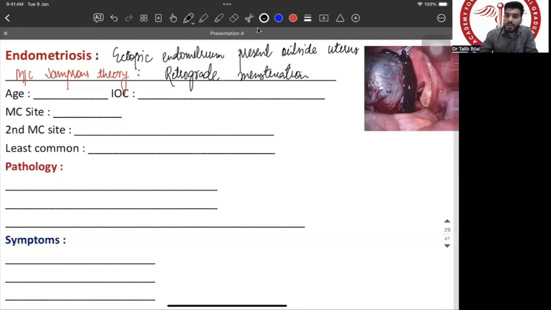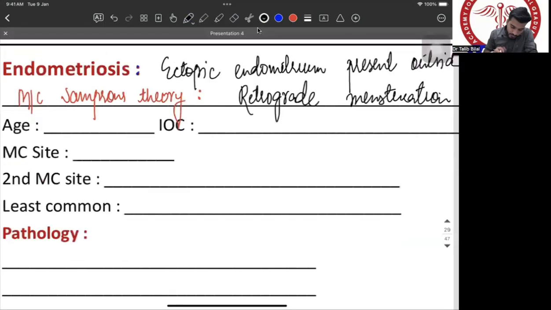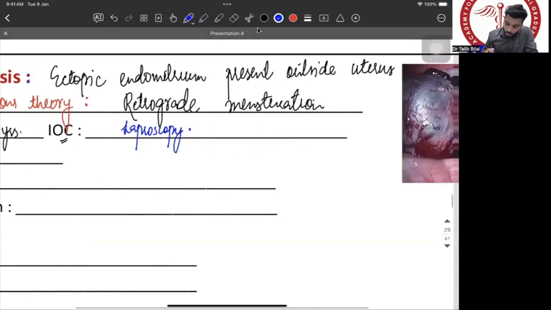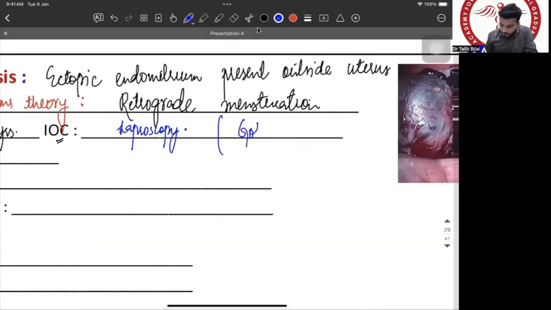If we talk about the age group commonly affected with endometriosis, it's going to be around 25 to 35 years of age. And the investigation of choice is going to be laparoscopy. If they ask for the gold standard investigation, then your answer is going to be histopathological examination.